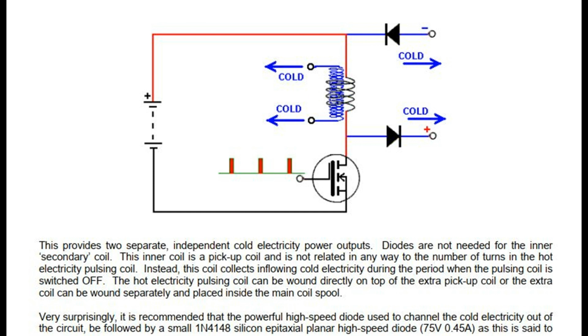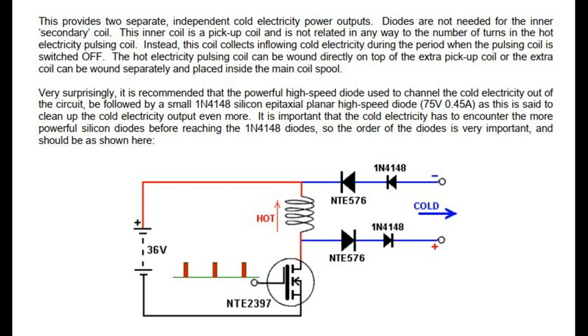Very surprisingly, it is recommended that the powerful high-speed diode used to channel the cold electricity out of the circuit be followed by a small 1N4148 silicon epitaxial planar high-speed diode, 75V 0.45A, as this is said to clean up the cold electricity output even more. It is important that the cold electricity has to encounter the more powerful silicon diodes before reaching the 1N4148 diodes, so the order of the diodes is very important, and should be as shown here.